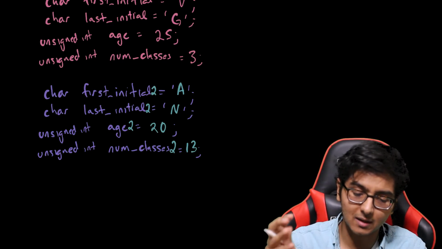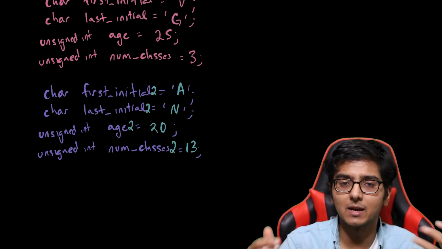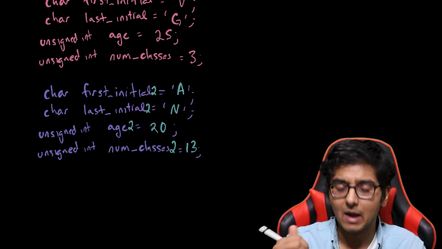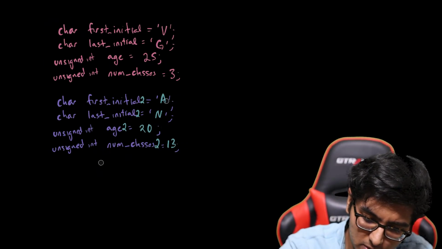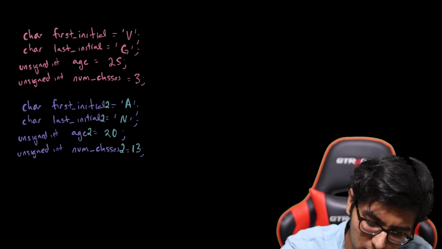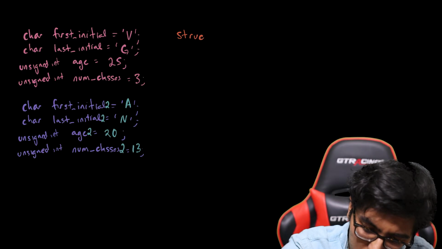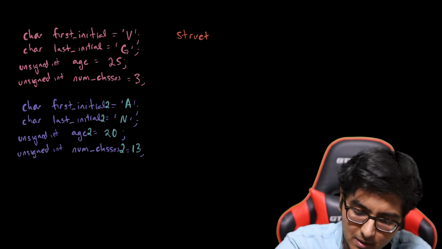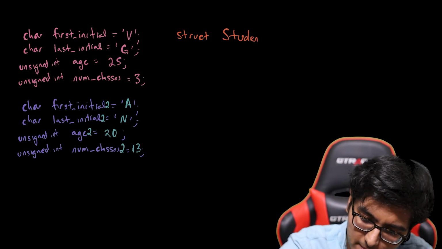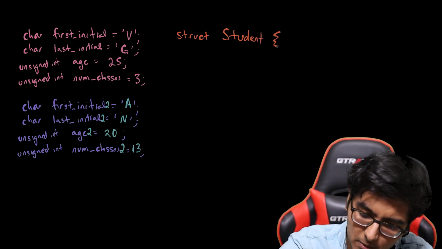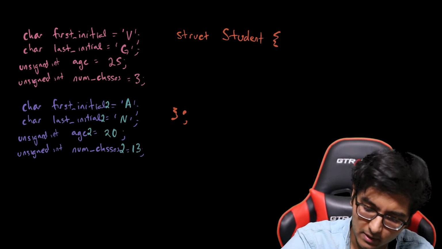A student is a type that has a first and last initial, an age, and num classes. How might we do that? Well, the first thing we're going to do is use the keyword struct to define our type. Then we're going to say what the name of the type is, and in this case, the name of the type is student. And then we're going to put two curly braces and a semicolon at the very end.